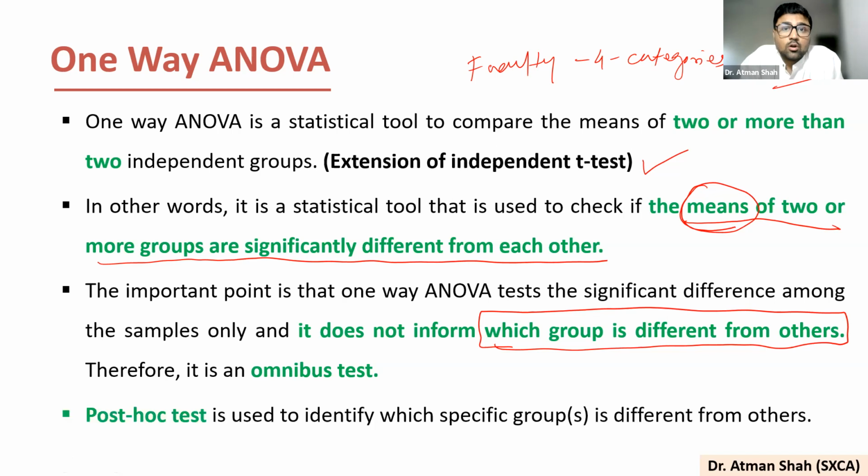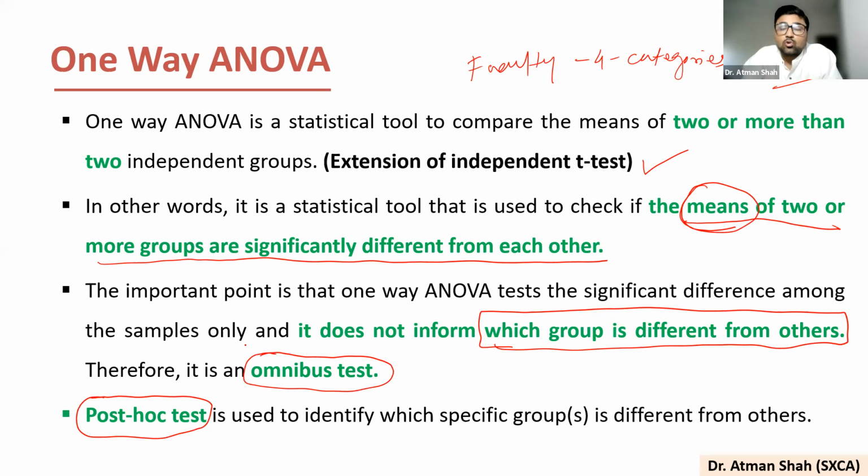But suppose you want to identify that group or groups, you need to perform post hoc test. So ANOVA test is omnibus test. So this is the idea of one-way ANOVA.